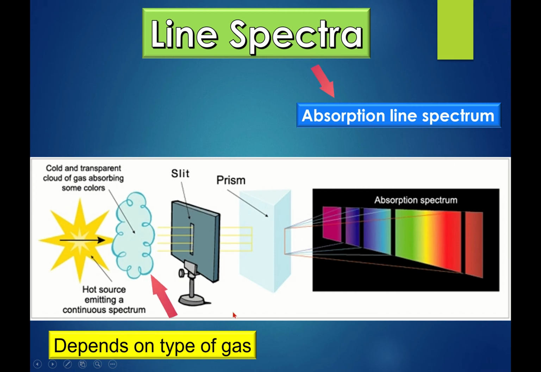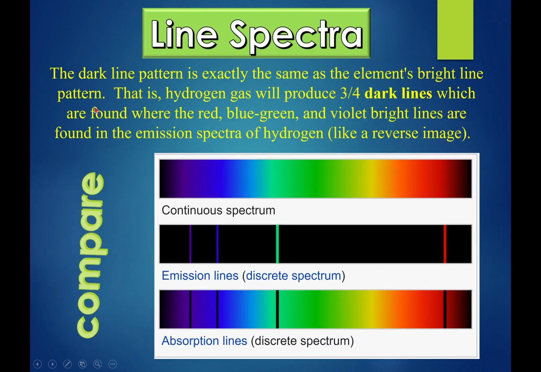Okay, the spectrum formed depends on the type of gas used. The dark line pattern is exactly the same as the element's bright line pattern. That is, hydrogen gas will produce 3 or 4 dark lines, which are found where the red, blue, green, and violet bright lines are found in the emission spectra of hydrogen. It's like a reverse image.